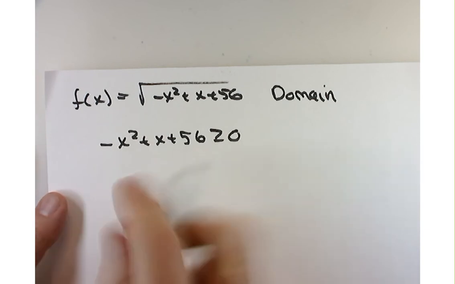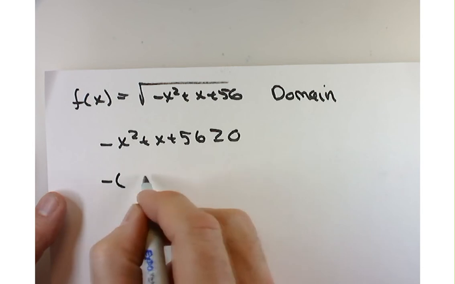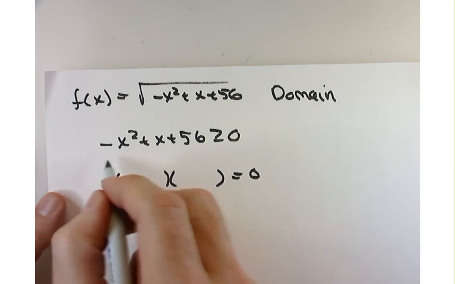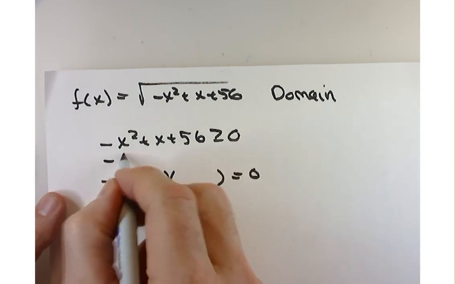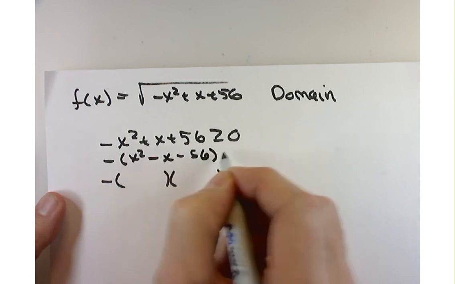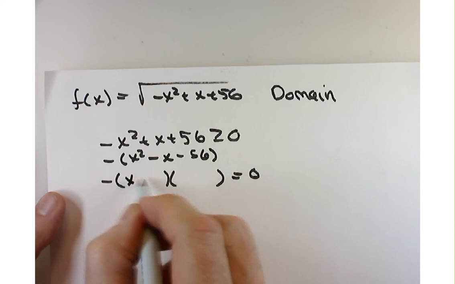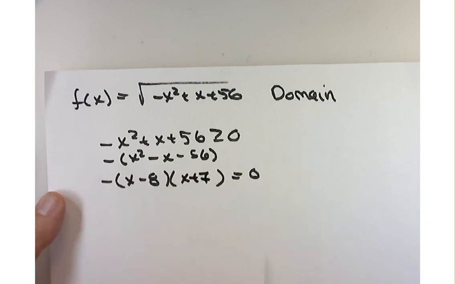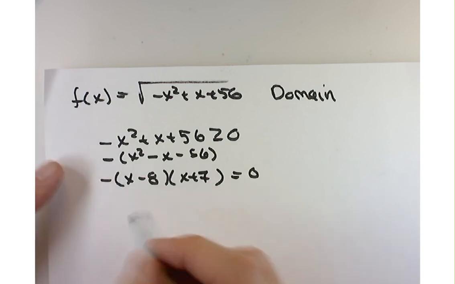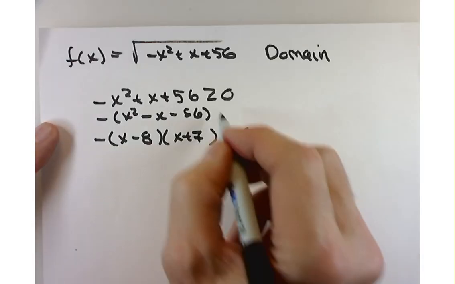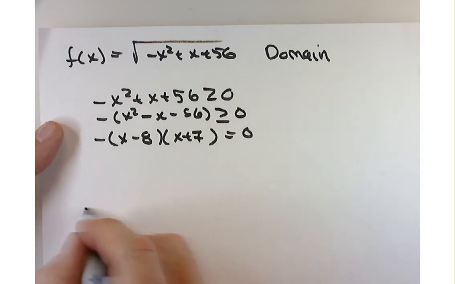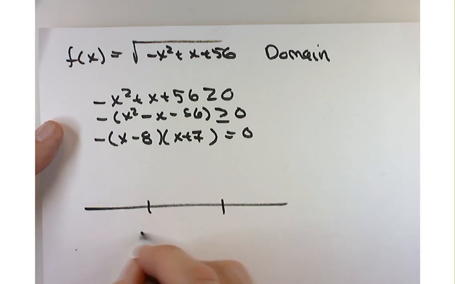So we got 0 on one side. Let's actually find out where this actually equals 0. And I can do that by factoring. If I factor out the negative here, that becomes negative of x squared minus x minus 56. And that's going to factor into x minus 8 times x plus 7. So where is it actually going to equal 0? Well, it's going to equal 0 at 8 and negative 7. So negative 7 and 8.